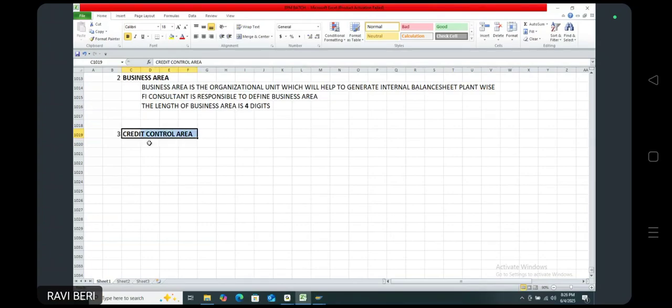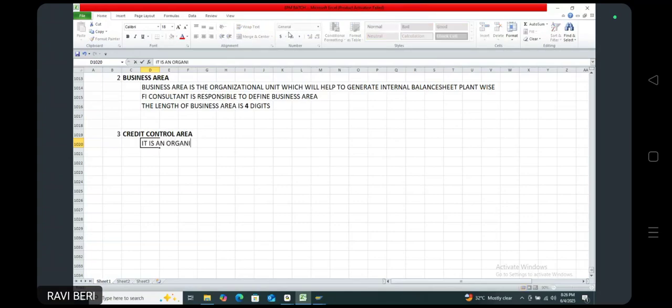Credit control area is the organizational unit which specifies the group of people responsible for credit activities. So every company will have a credit department. What they do, they manage the credit limits of the customers. They track the credit limits of the customers. So that credit department, we define it as credit control area. Okay, take this.